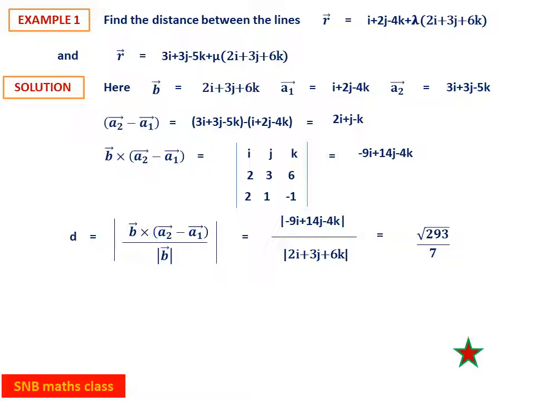So this is the distance, not the shortest distance, it is the distance between the two given parallel lines. So this is the first example.